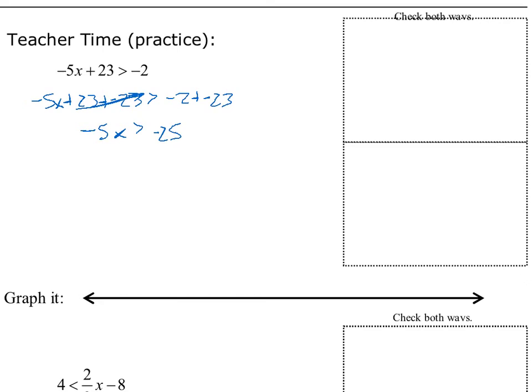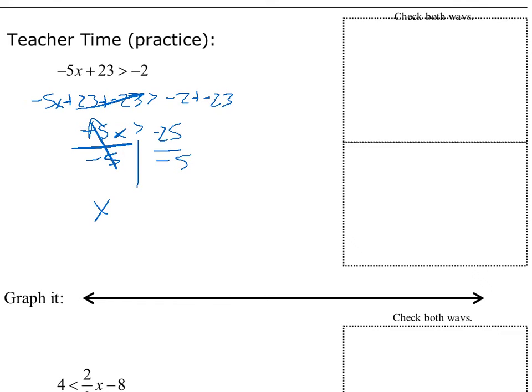And Raven, what do I need to do to finish solving this inequality? Divide by negative 5. That gives us a negative 5 over negative 5. That cancels out because that is a 1 times x, which is just x. Now, really importantly, what should I be doing here as well? Since I'm dividing both sides by a negative, Judea? Flipping the inequality symbol.